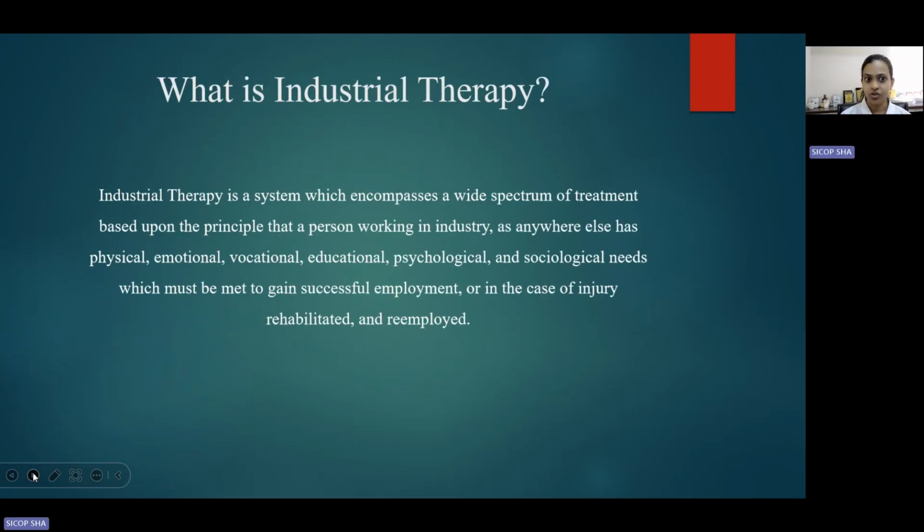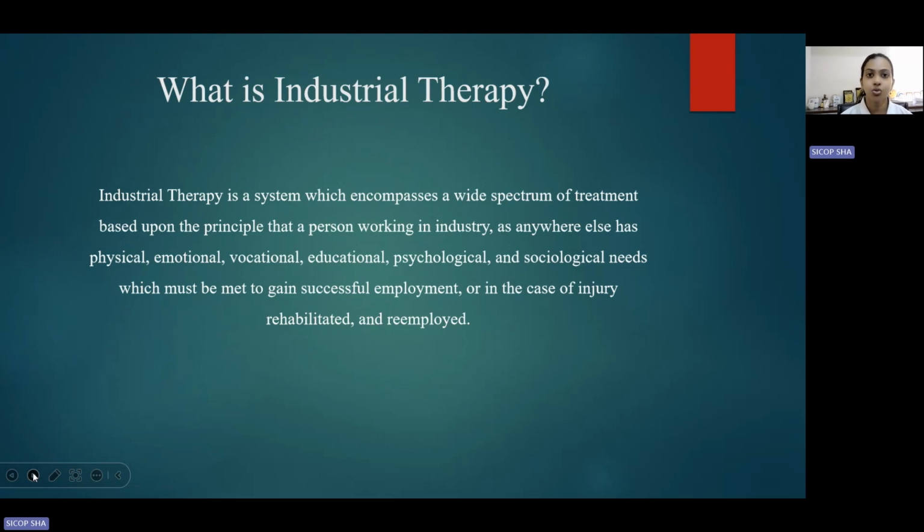So what is industrial therapy? Industrial therapy is a system which encompasses a wide spectrum of treatment based upon the principle that a person working in industry, as anywhere else, has physical, emotional, vocational, educational, psychological, and sociological needs which must be met to gain successful employment, or in the case of injury, be rehabilitated and re-employed.